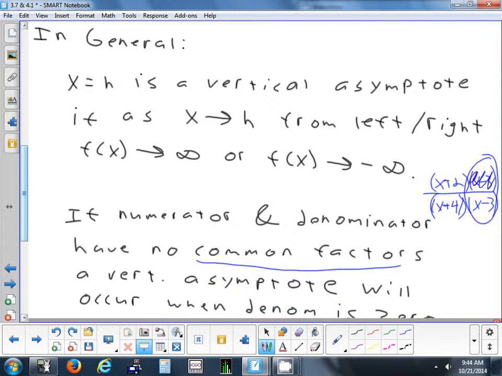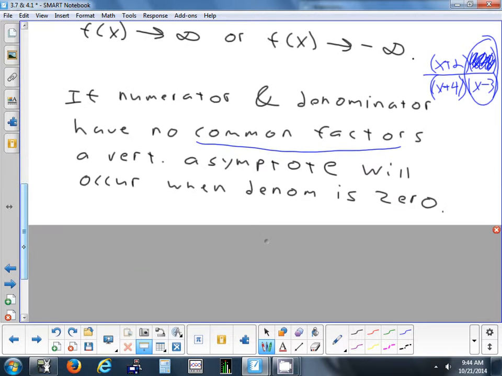Now, if you got rid of this, you're going to have an asymptote at -4 and +3 because there are no common factors in the top and bottom. So what that means is you might have to take a problem and factor it to help you realize, do I have common factors? In general, your vertical asymptotes occur whenever the denominator is 0, as long as there are no common factors.